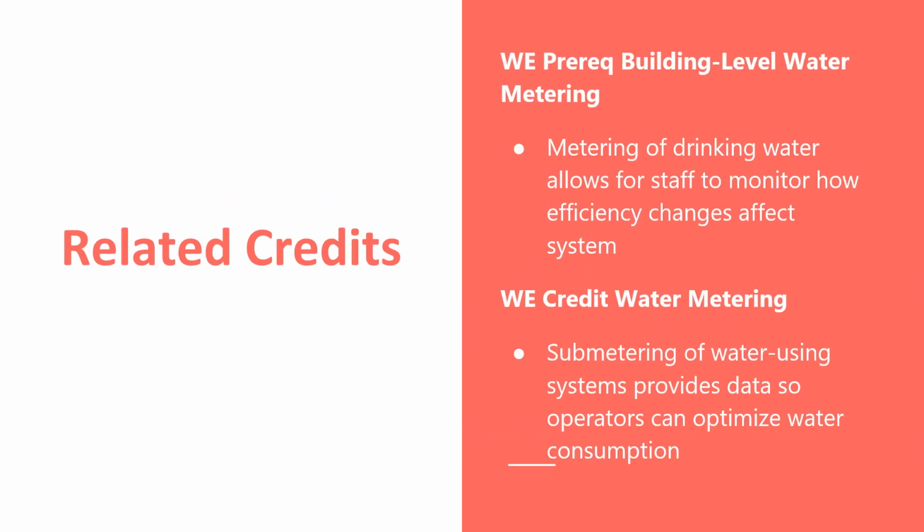After meeting the requirements of Credit 2, Water Efficiency, we recommend exploring other related credits. These include the Water Efficiency Prereq for building level water metering, which is important for allowing staff to monitor efficiency of water use when changes are made, and the credit for water metering as well. Submetering helps to provide data to operators to better optimize water consumption.